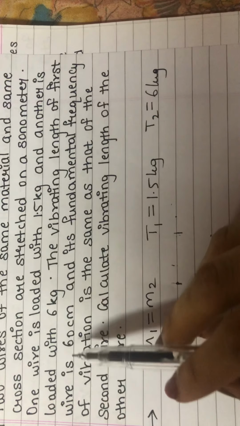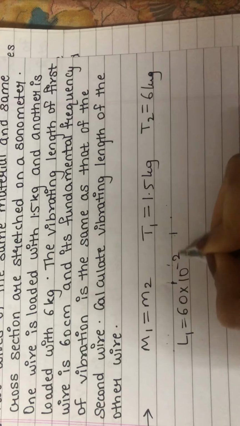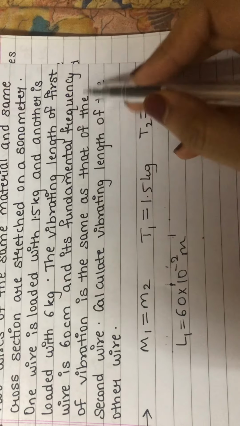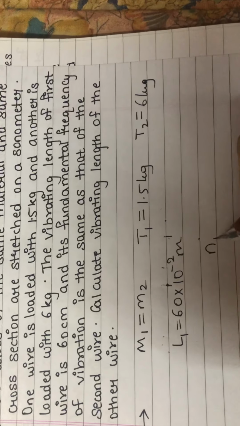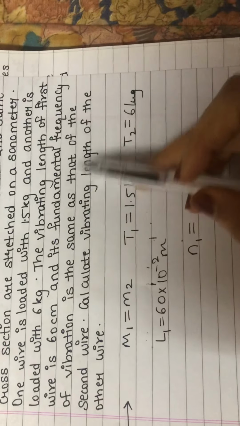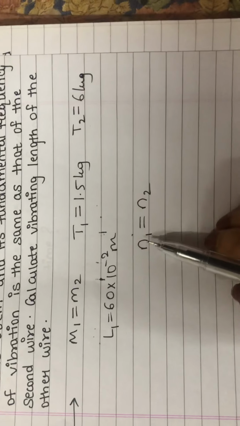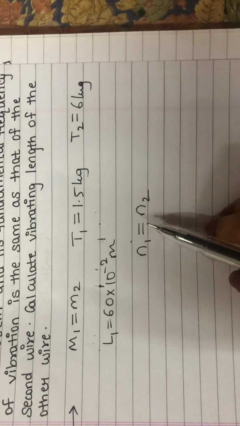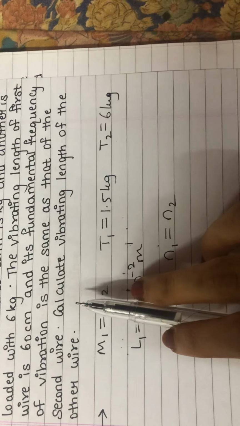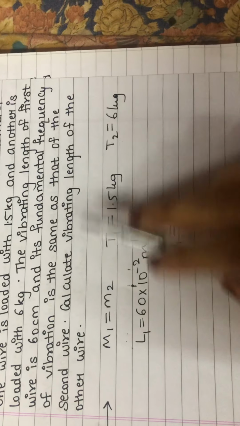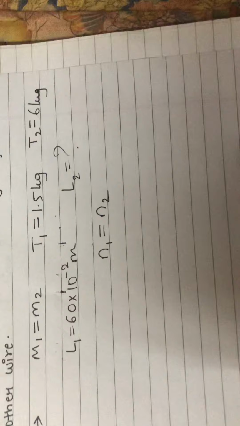The vibrating length of the first wire is 60 centimeter, that is 60 into 10 raised to minus 2 meter, and its fundamental frequency of vibration is the same as that of the second wire. Means the fundamental frequency of the first wire is equal to the fundamental frequency of the second wire. Calculate the vibrating length of the other wire. Means L2 is to be found.